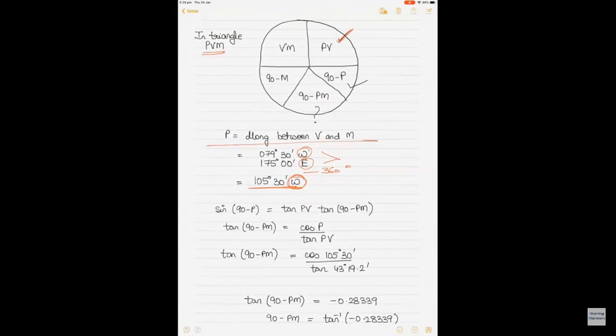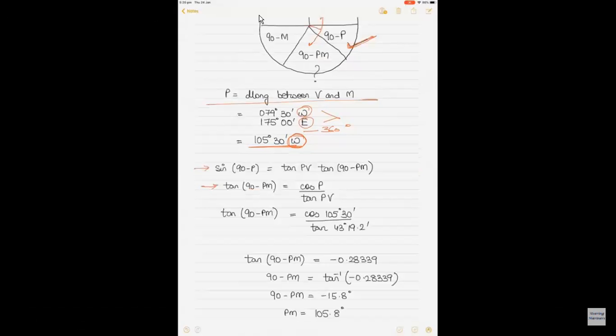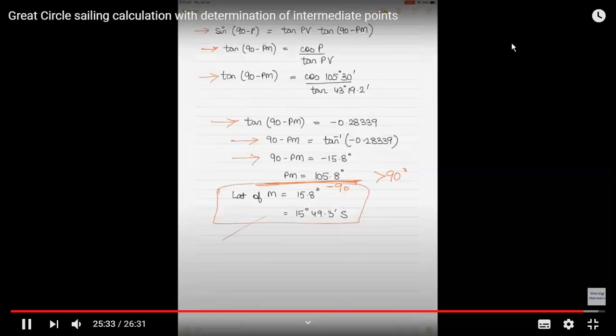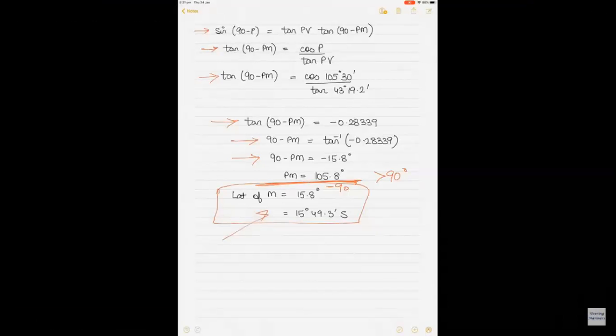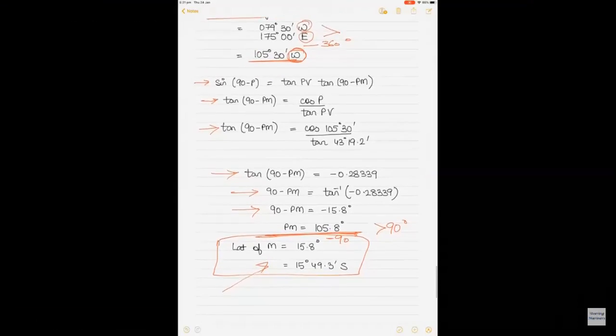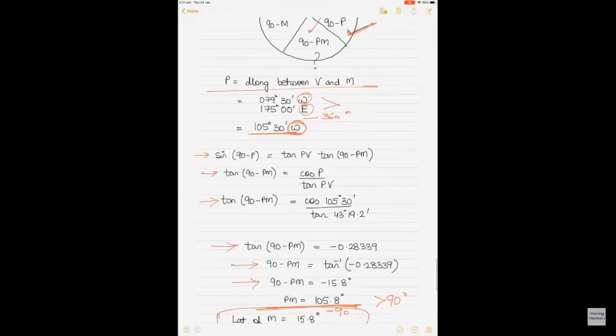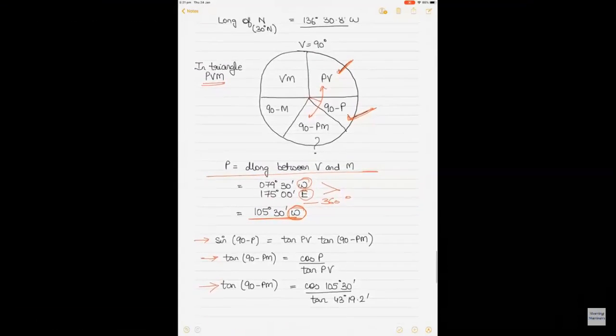So we have PV, we have P, and we need to find out PM, that is our latitude. So sine 90 minus P, middle part, equals to tan of adjacent parts. So sine 90 minus P is equals to tan PV tan 90 minus PM. And putting the values, we find out PM. So we got PM 105.8 degrees, and we subtract from 90. So we get minus 15.8, or 15 degrees 49 minutes. So it's more than 90, so it's in the southern direction. So we put 15 degrees south as our latitude.